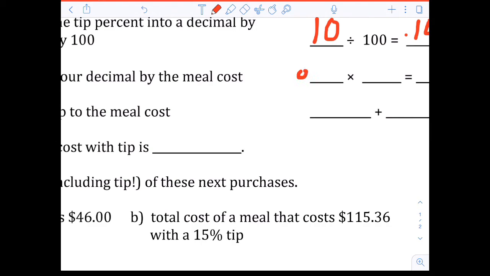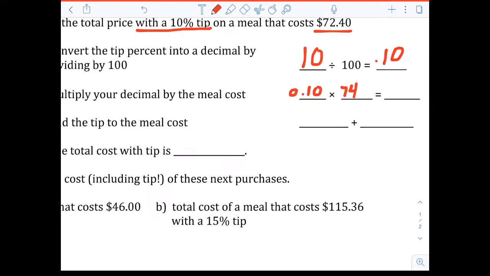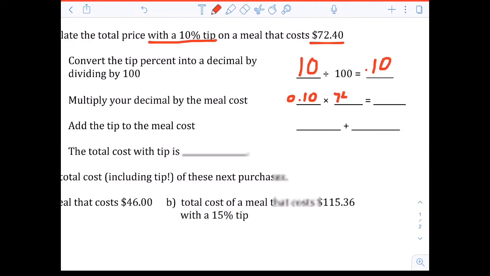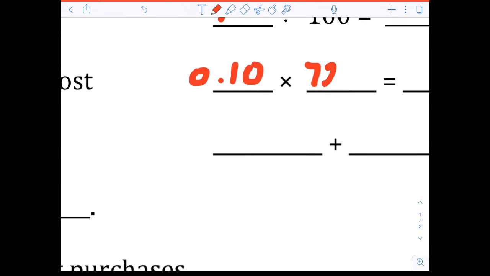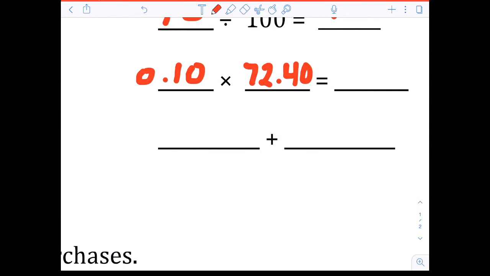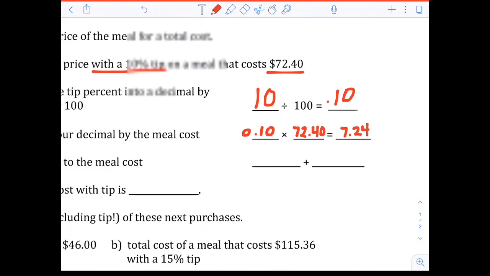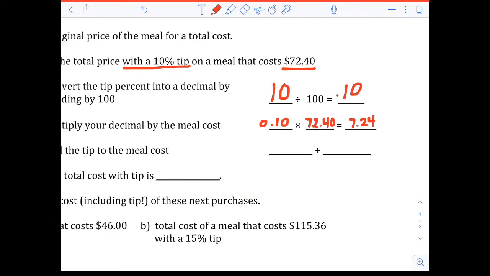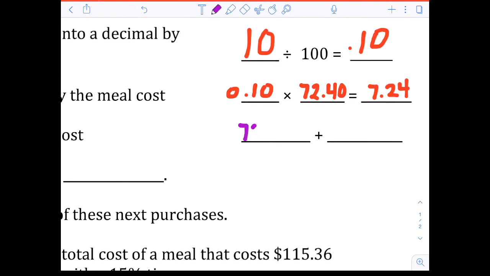Now for multiplying 0.10 times the price of the item, $72.40. When I multiply those together in my calculator, I get a $7.24 tip. So that's what we're leaving for the server when we tip. So if we want to calculate the total cost, we would take the cost of the dinner, $72.40, and we're going to add that to, we have an add sign in between, $7.24.